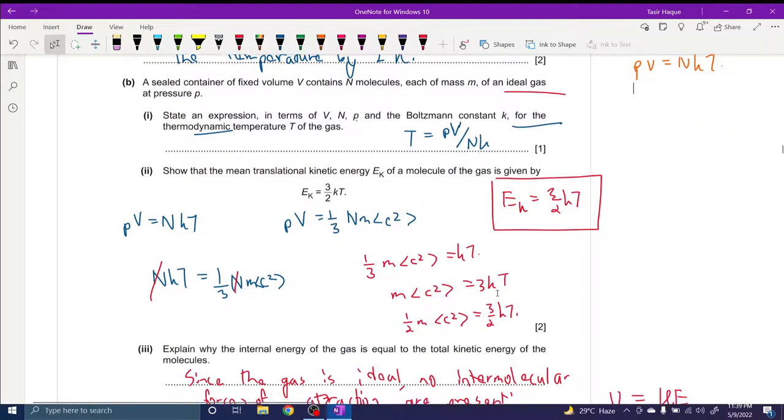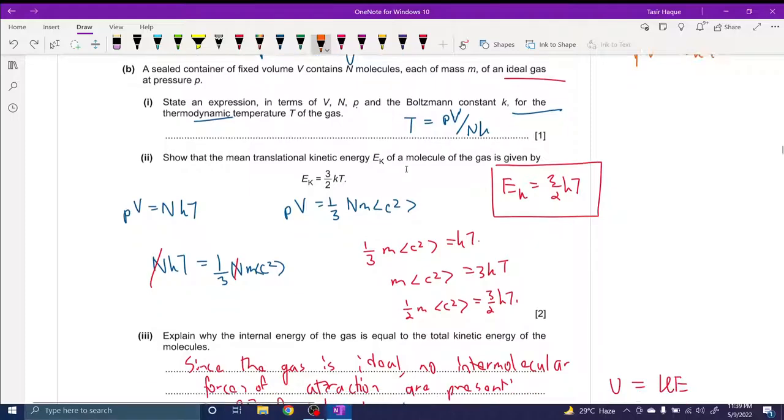Show that the mean translational kinetic energy of a molecule is given by this. This is really common. We equate pV is equal to NkT, and pV is equal to 1/3 Nmc squared. We get rid of the N's. We end up with 1/3 mc squared is equal to kT. You cross multiply, get the 3 over to that side, and multiply by a half on each side. Then we end up with KE is equal to 3/2 kT. Remember that this is the average translational kinetic energy. It is the energy of one molecule.